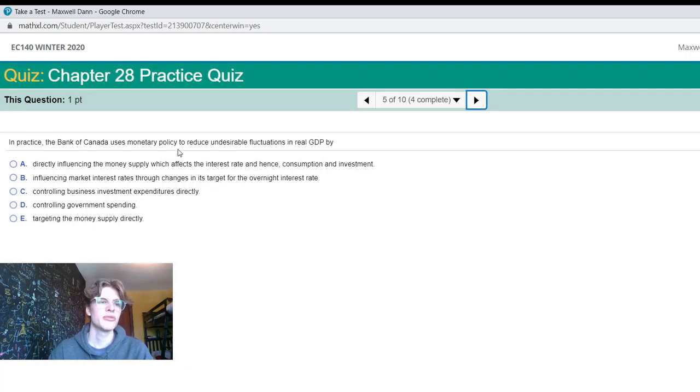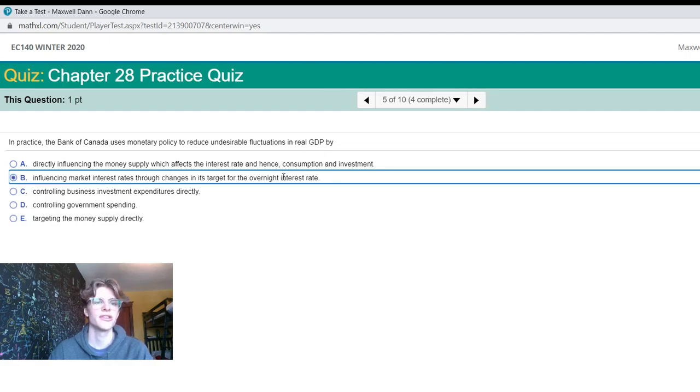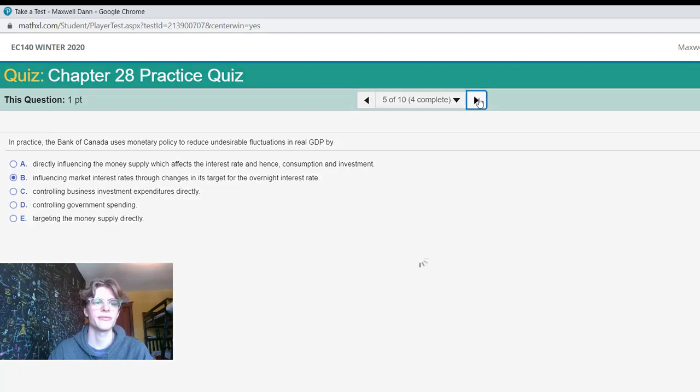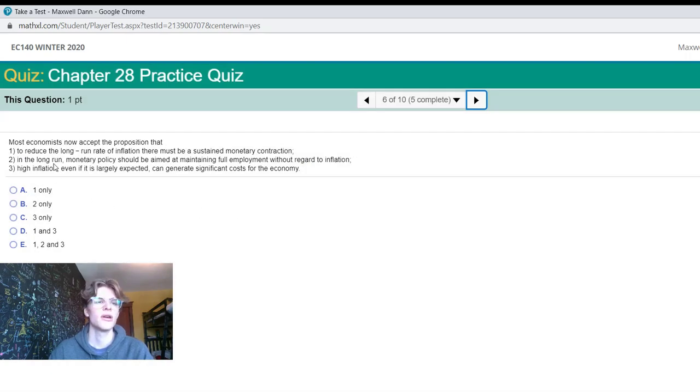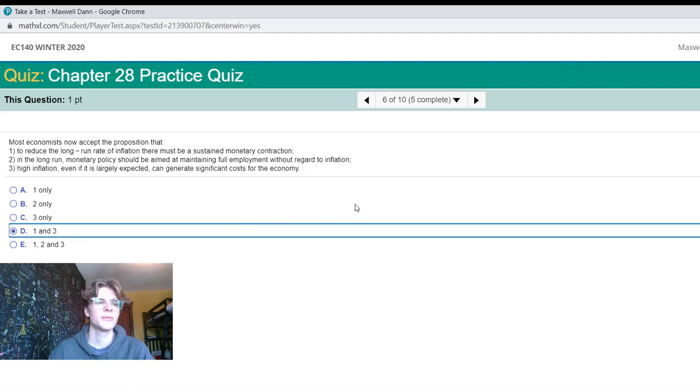In practice, the Bank of Canada uses monetary policy to reduce undesirable fluctuations in real GDP. They do that by changing the interest rate, so by changes in the target overnight interest rate. None of the other ones. Next. We did this one already.